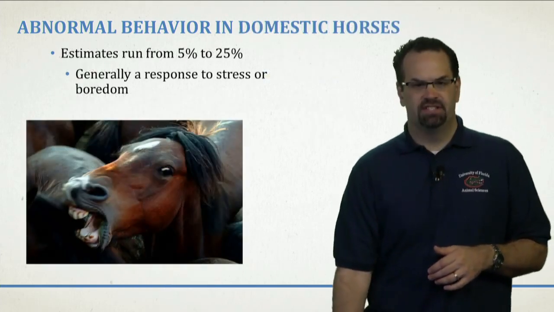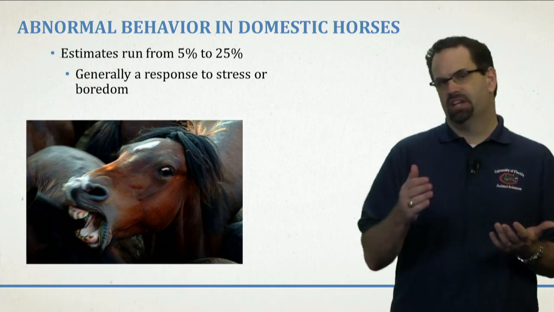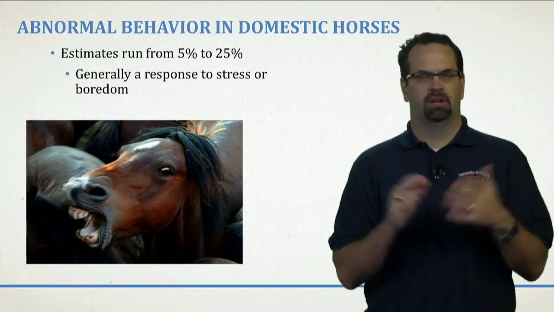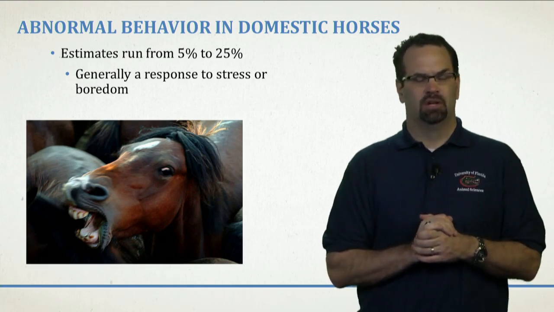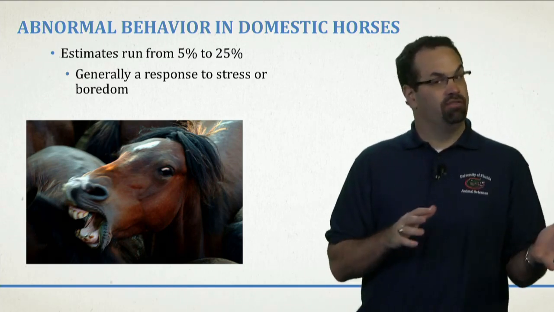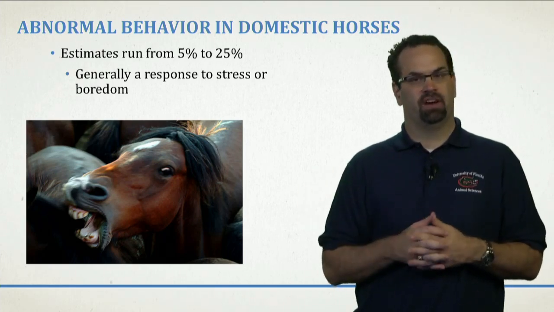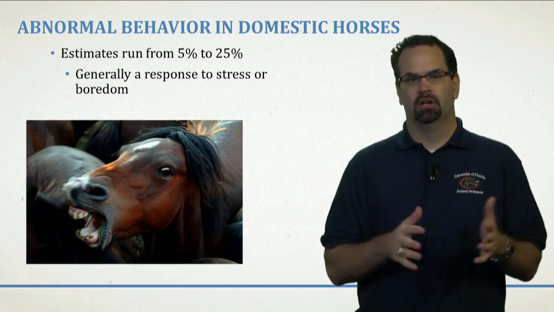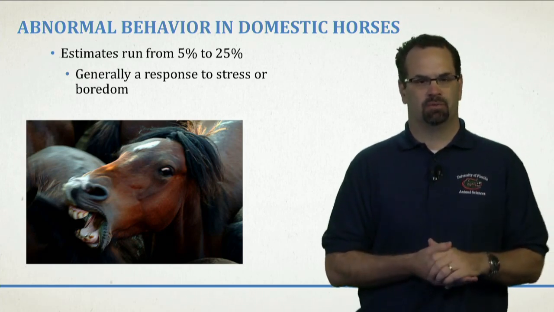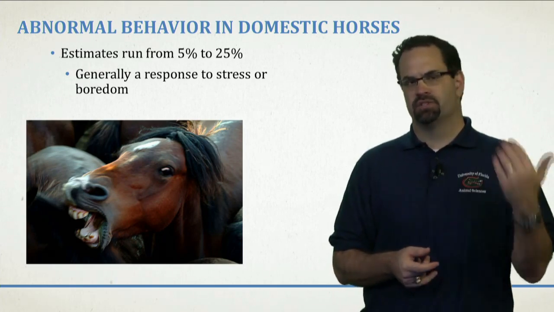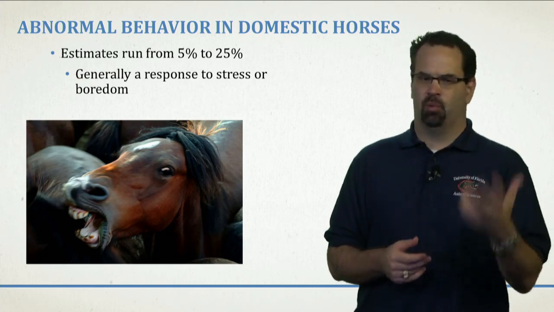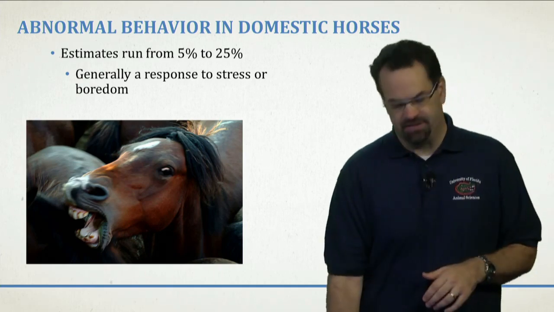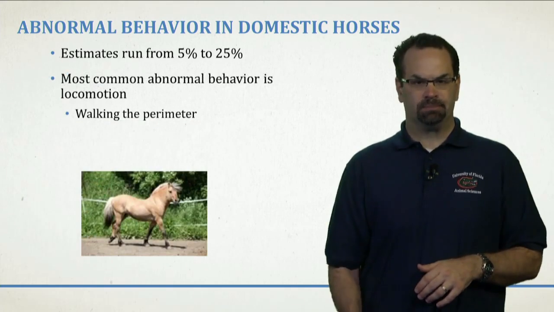So, what's the incidence of that? It runs anywhere from 5 to 25%, depending on the studies you look at. That's pretty low at 5%, and pretty high at 25%. So it's probably somewhere in the middle across horses around the world. And again, it's just a response to this stress and boredom, and these abnormal behaviors start to manifest themselves.